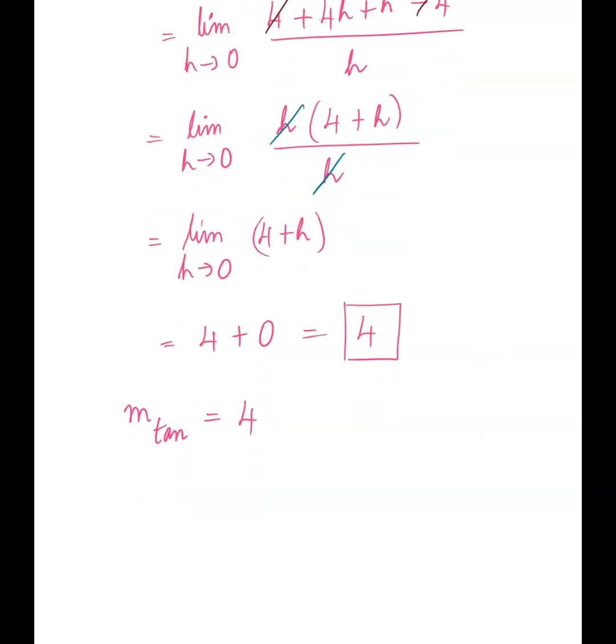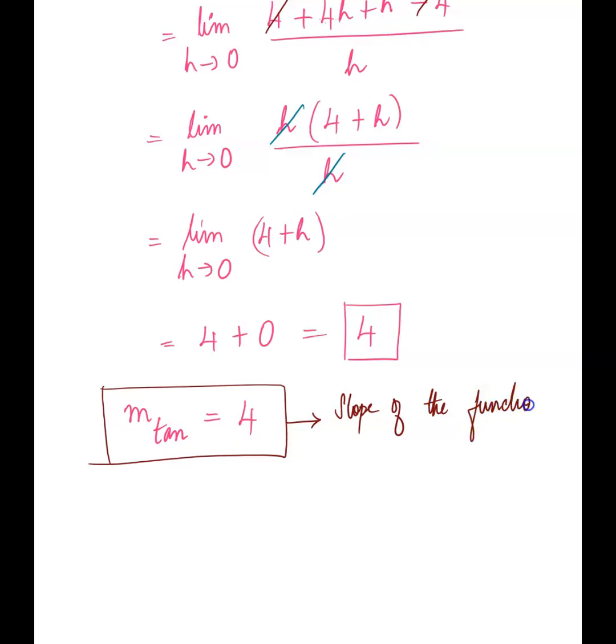So we answered the first part of the question. They said find the slope of the function at the given point (2, 5). So we answered that part. Now we need to find the equation for the tangent line at that point.